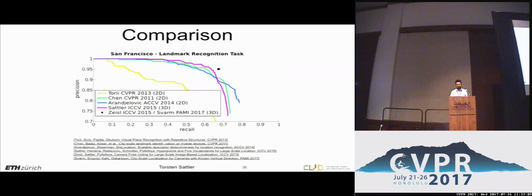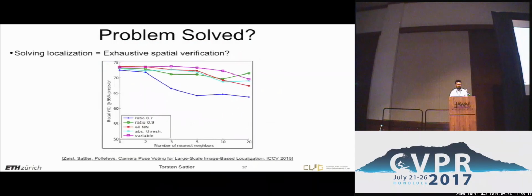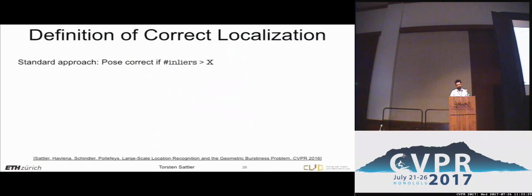And that naturally leads to the question of whether we solved the localization problem by doing exhaustive outlier filtering. And the unfortunate answer is no, we haven't, because if you just take more matches, then deciding when you get a correct pose becomes a hard problem. I will quickly illustrate this in the next slides. So the standard approach is you get a pose, you look at the number of inliers. If it's above a certain threshold, it's correct, otherwise it's a bad pose.